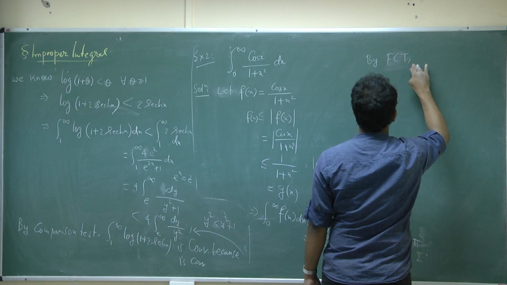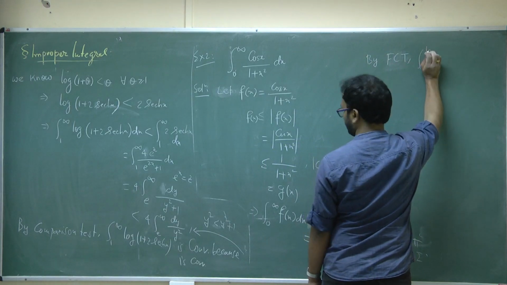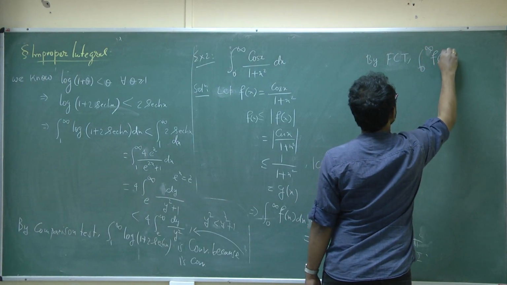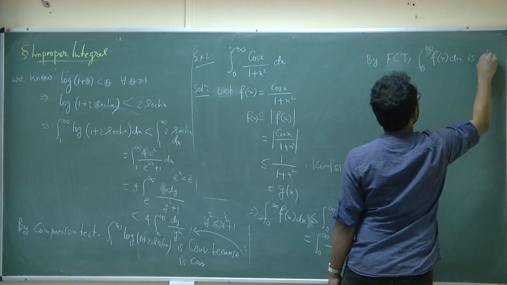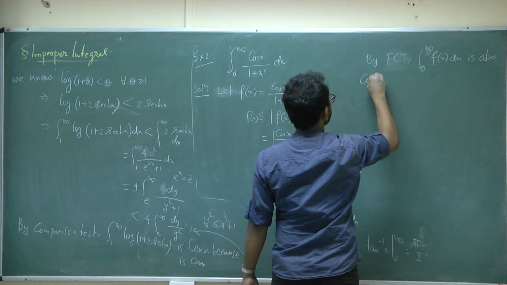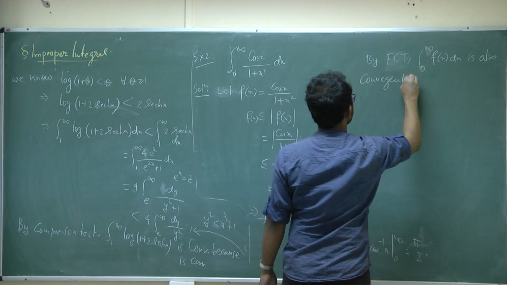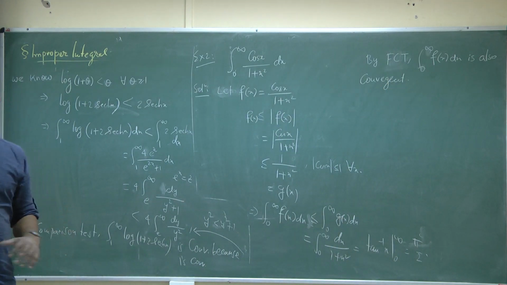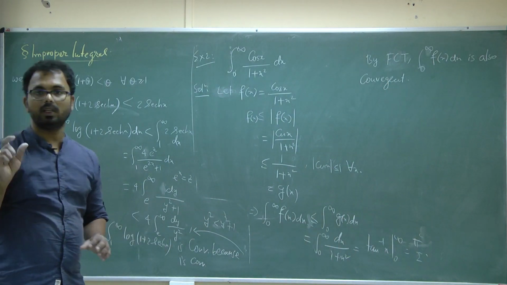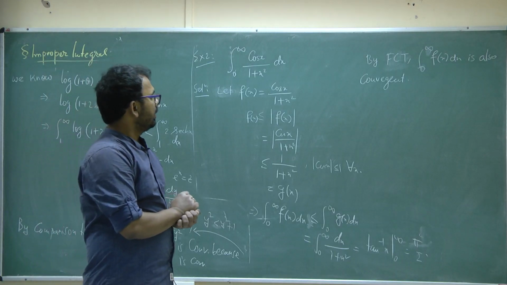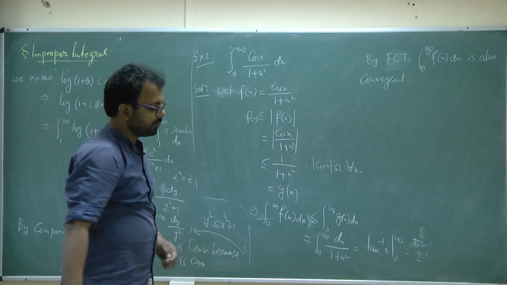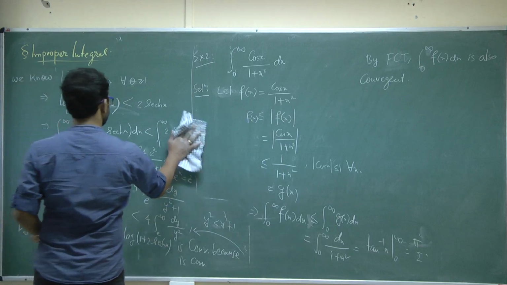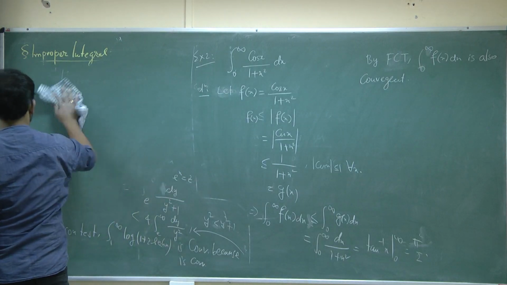By first comparison test, we can say that integral from 0 to infinity f(x) dx is also convergent. All right, convergent at x equals to infinity, and therefore it converges in the entire interval 0 to infinity. All right, so these are the two examples motivated from first comparison test. Now we will solve one or two examples from second comparison test, and then we'll move on to our next topic.